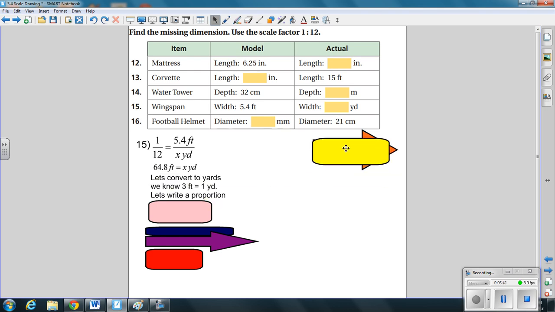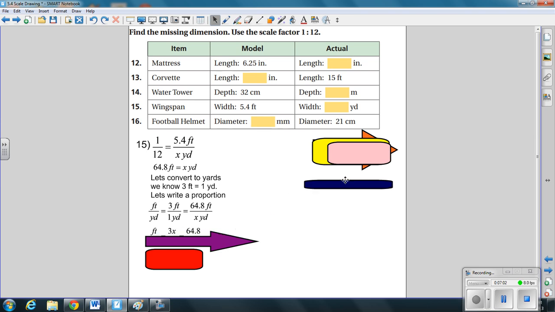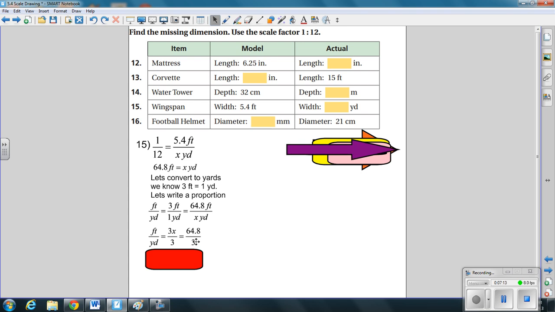Now we want to convert to yards. So if you look at your reference sheet, we know that 3 feet is 1 yard. So we start by writing 3 feet to 1 yard. We're trying to convert this number, which is feet, so 64.8 over x. Again, do the cross product. We know that 3x equals 64.8. To isolate x, we divide both sides by 3. And take your calculators and divide that out to get a solution of 21 yards.